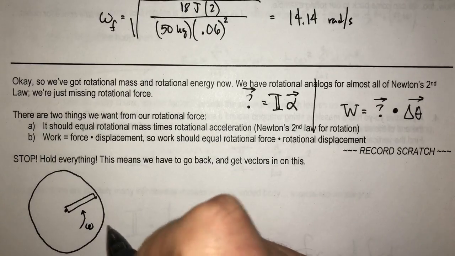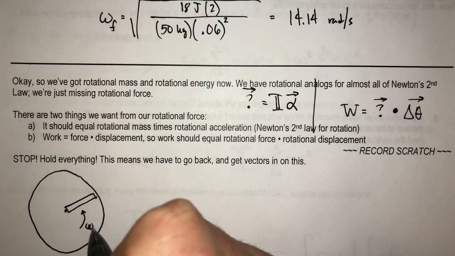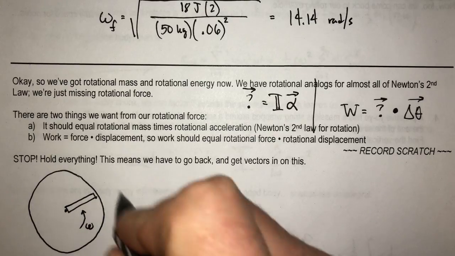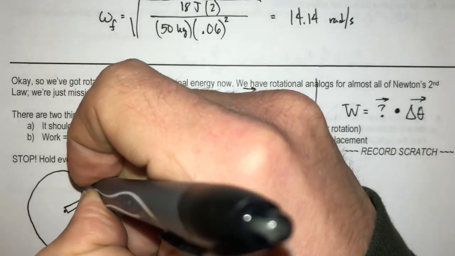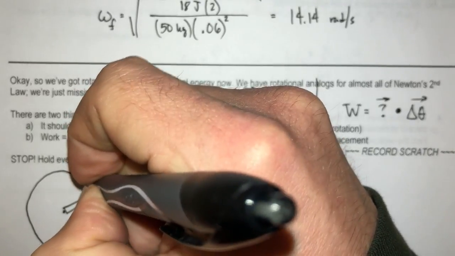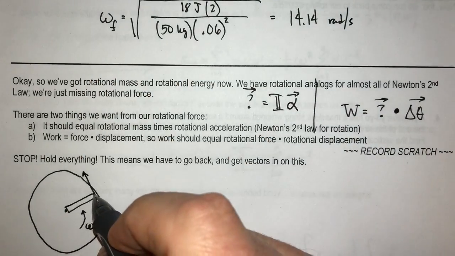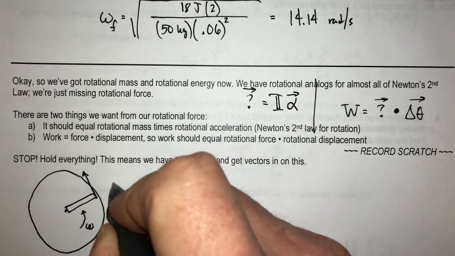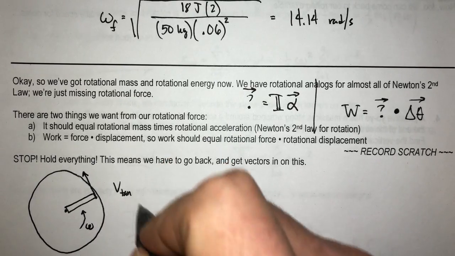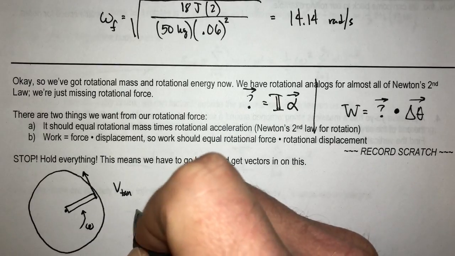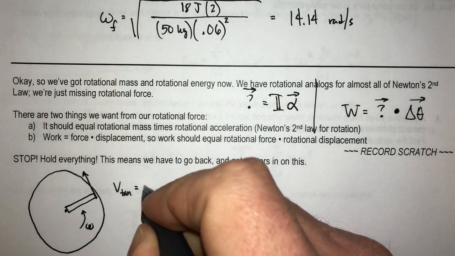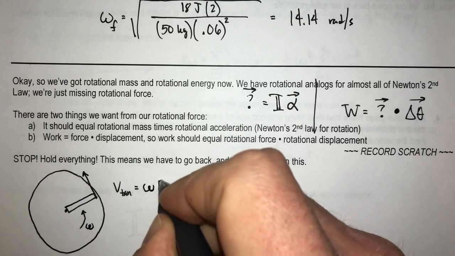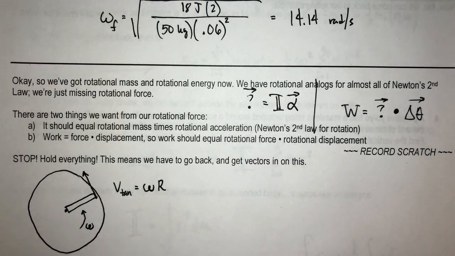Had to get a sip of water. Our work on Thursday let us know that the tangential velocity of a point at the end of that object, or at least the tangential speed, was omega times r.